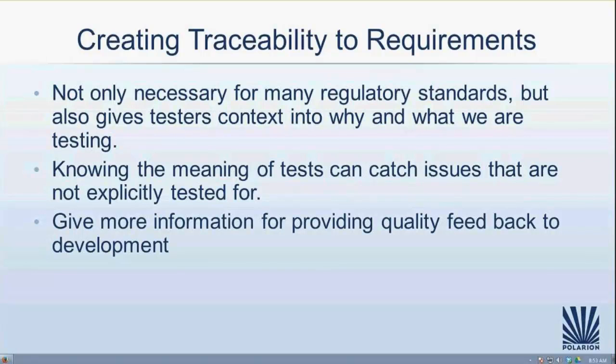And secondly, knowing the meaning of these tests can really help catch issues that are not explicitly tested for, right? If we know that 25 miles per hour is the threshold for deploying the airbag, what happens if the seatbelts for some reason don't engage when you have a crash at 25 miles per hour, right? Not something that we're testing for, but it is a separate important issue that, if the testers have some context, they can either know to look for or at least catch a glimpse of.